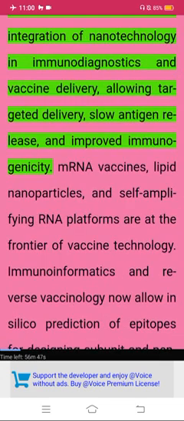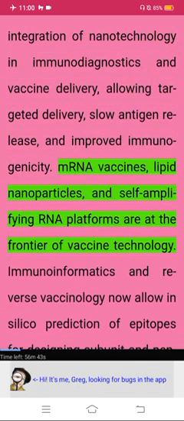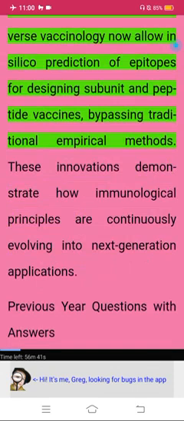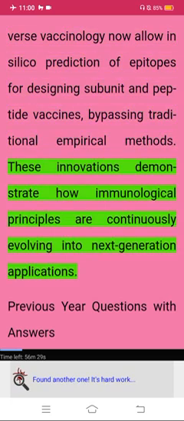Recent advances include the integration of nanotechnology in immunodiagnostics and vaccine delivery, allowing targeted delivery, slow antigen release, and improved immunogenicity. mRNA vaccines, lipid nanoparticles, and self-amplifying RNA platforms are at the frontier of vaccine technology. Immunoinformatics and reverse vaccinology now allow in silico prediction of epitopes for designing subunit and peptide vaccines, bypassing traditional empirical methods. These innovations demonstrate how immunological principles are continuously evolving into next-generation applications.